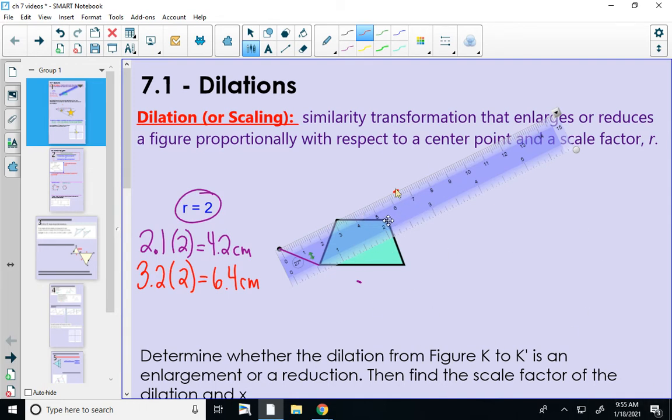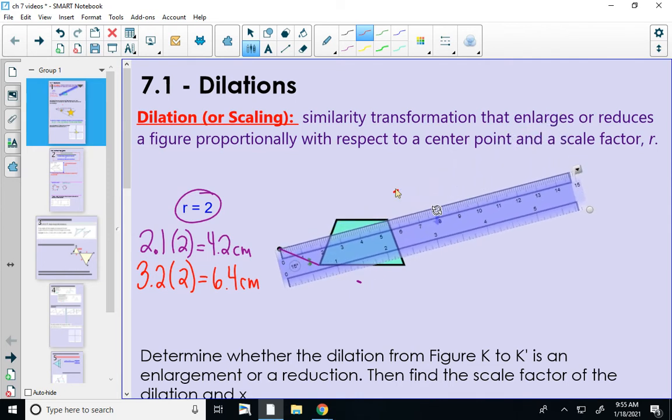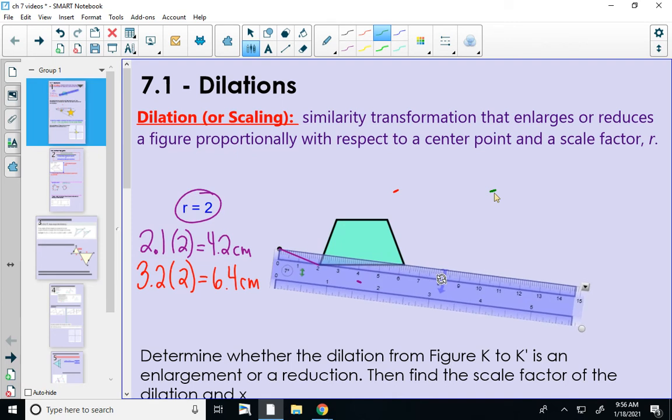Let's do this corner point here. So measure that distance. If you want to draw a line, go for it. We're going to say that one is 5.5 centimeters. 5.5 times our scale factor of 2 would be 11 centimeters. So measure out to 11. I've got a vertex there. And then I've got one more corner. This one looks like it's 6.3 centimeters away from my center of rotation. 6.3 times 2 would be 12.6. So 12.6 would be about there.